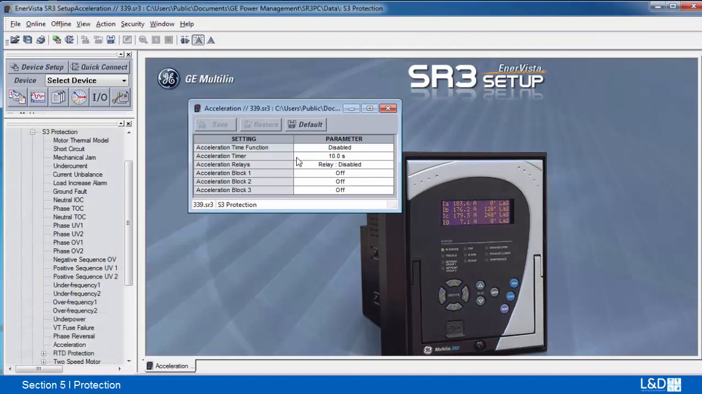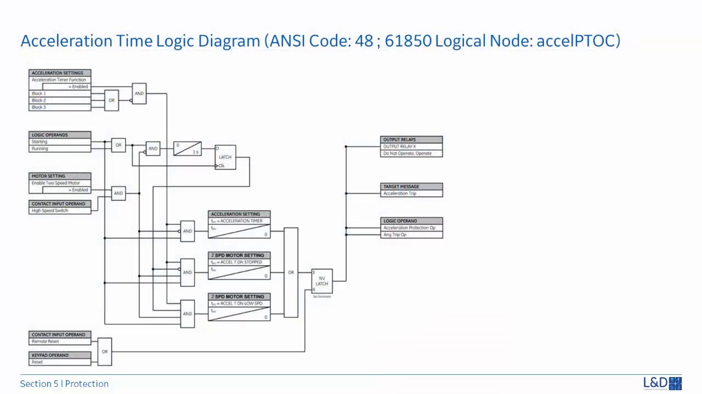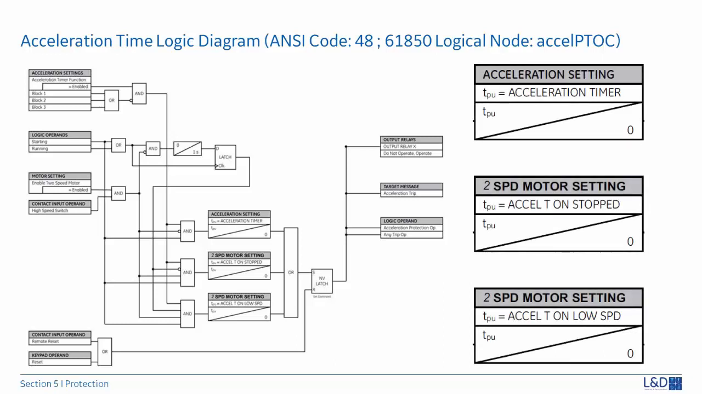Acceleration. When enabled, acceleration protection will trip if the motor starts in the starting state and does not reach the running state by the set acceleration time. In the logic diagram, the acceleration timer starts timing when the motor is in starting status and waits for the acceleration time to time out. For two-speed motor applications, separate time settings are provided for acceleration time from stopped to low speed, for acceleration from stopped to high speed, and for acceleration from low speed to high speed.